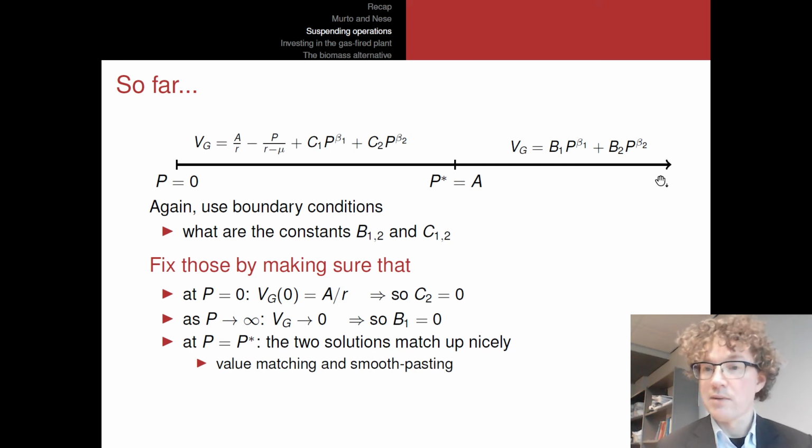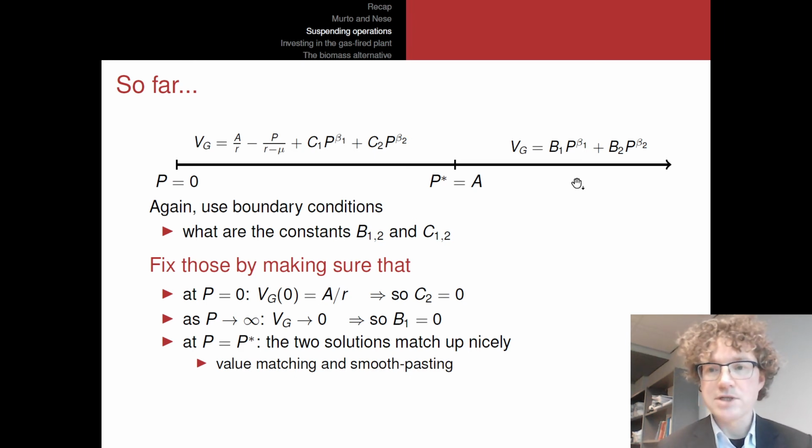So what does that mean? Well, this B2 is fine, right? Because P to the power of beta 2, so beta 2 is a negative power. So if we take a very large P, a very large number to a negative power, that goes nicely to 0. But now it's this term which gives trouble. This term is going to blow up. Infinity to a positive power, that blows up. We don't want that. So this behavior for very high P tells us actually B1 should be 0.